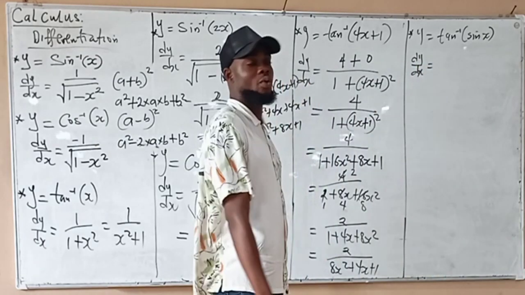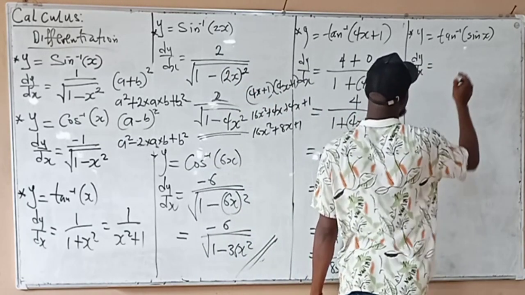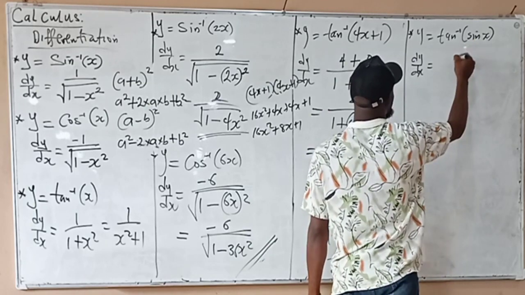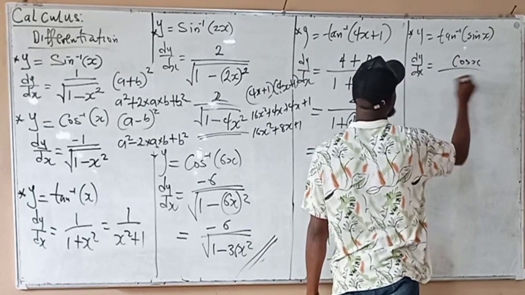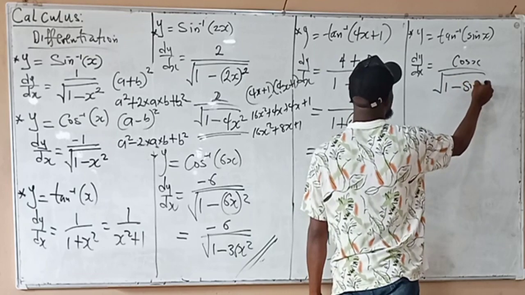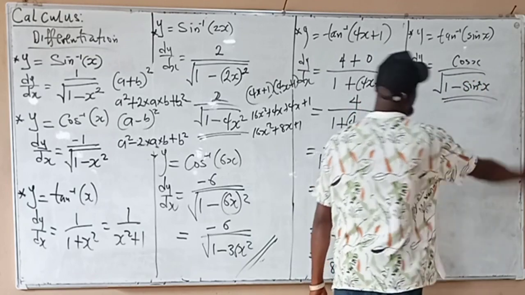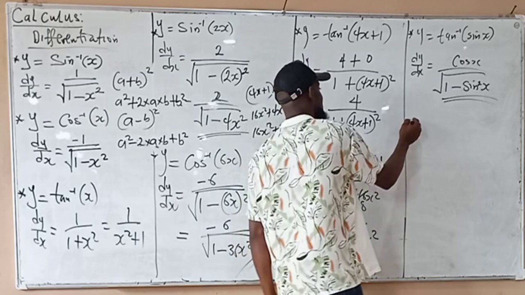What will be dy over dx? The dy over dx will be, differentiating sine x, we're going to have cos x over the square root of 1 minus what? Sine x squared. That's sine squared x. That's what I'm going to have. Try this one.